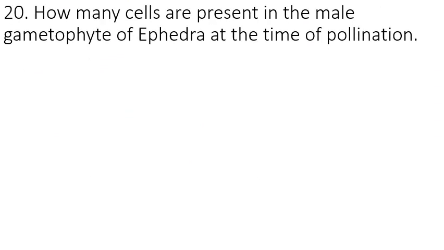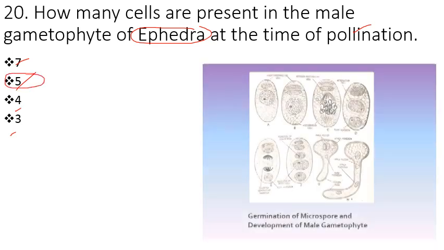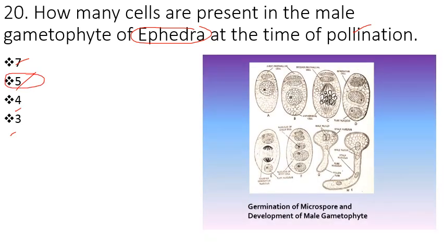Next question is how many cells are present in the male gametophyte of Ephedra at the time of pollination? Our options are 7, 5, 4, 3. So its right answer is 5. In Ephedra at the time of pollination, the male gametophyte contains 5 cell stage. While in case of Cycas, if we talk about Cycas, the pollination occurs at 3 cell stage. 3 cell stage में pollination होती है.